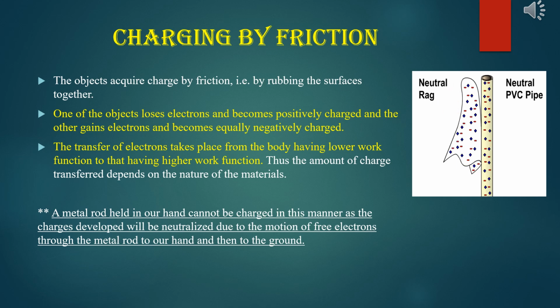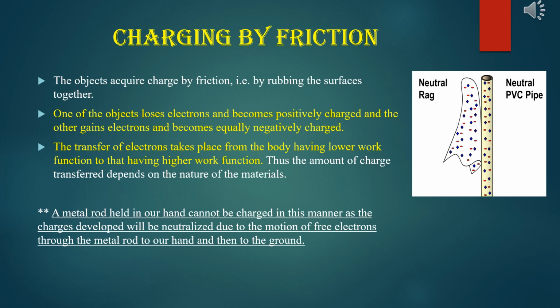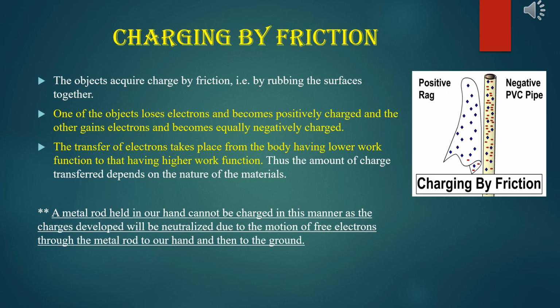Now how much electron or how much charge will be transferred depends upon the materials, because already we said work function is a property of the materials, right? Now the problem is, generally we use this method for insulators. It works very well, but you cannot charge a metal rod. Suppose you have a copper rod in hand, if you rub it with a piece of wool, you cannot charge it in that way. Why?